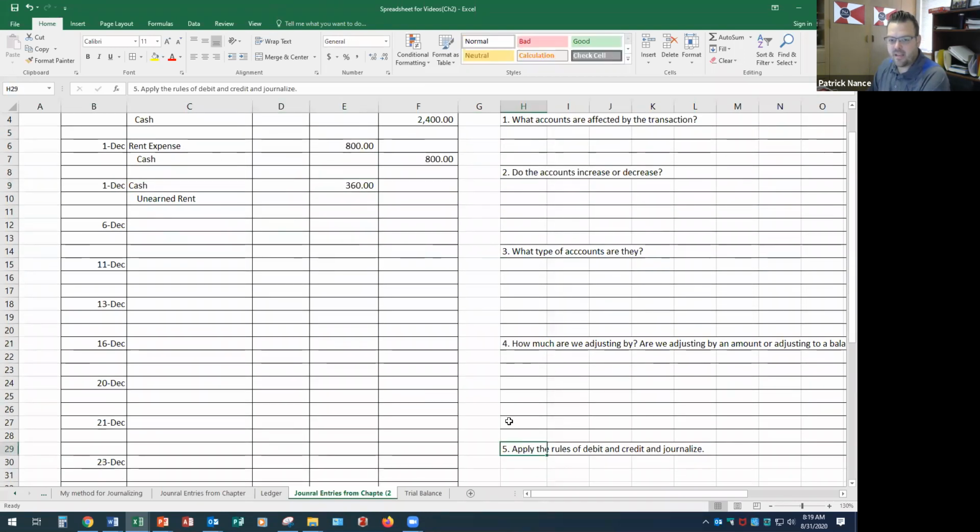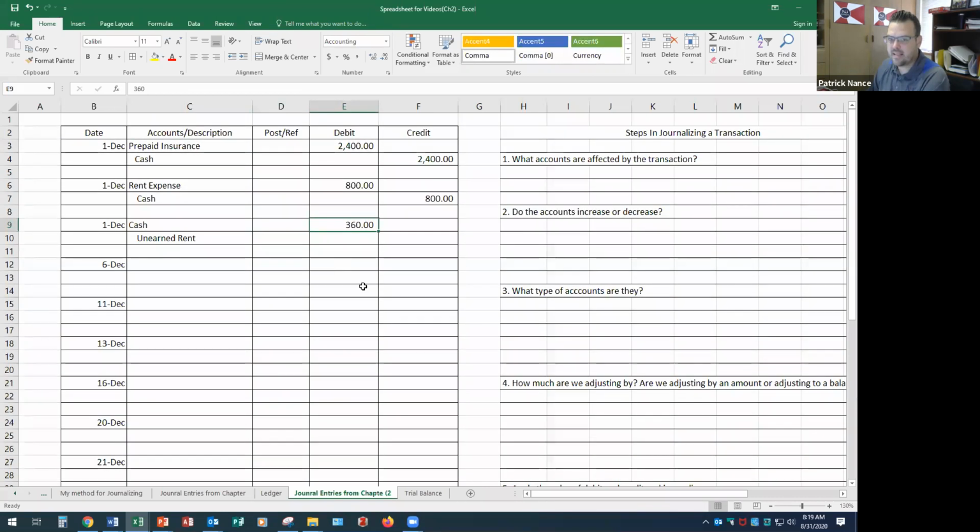360. And applying the rules of debits and credits, they both went up. Cash went up. We debit an asset account to increase it. Unearned rent is a liability account. I credit a liability account. Remember too, my debits and credits must always balance. And you see that they do. A balance, a balance, a balance.